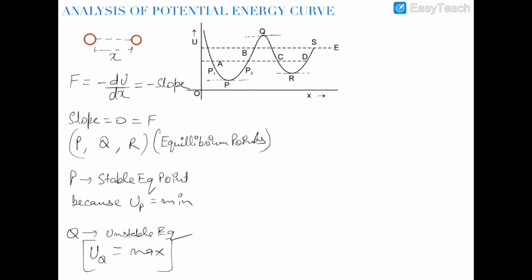Now again, it is not necessary that each equilibrium point is defined as stable, unstable or neutral. So it is not necessary. Hence this R point is neither a stable, nor an unstable, nor a neutral equilibrium point.